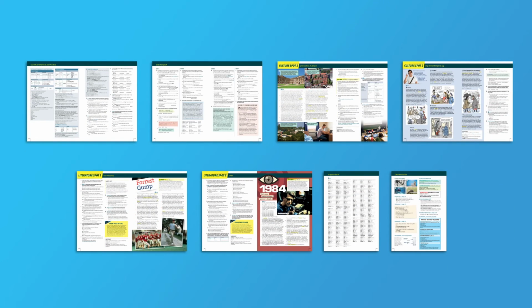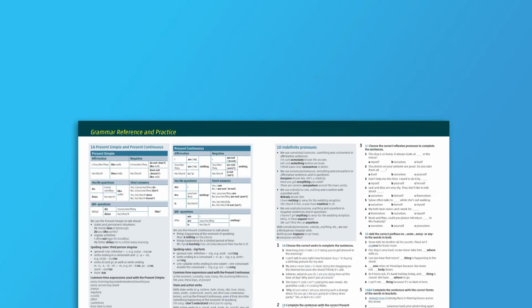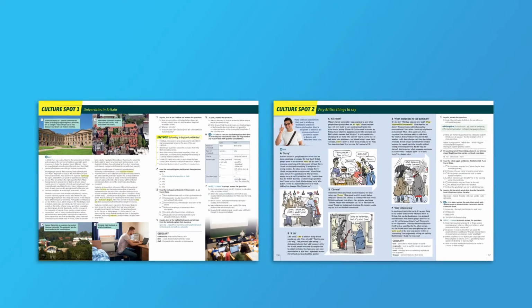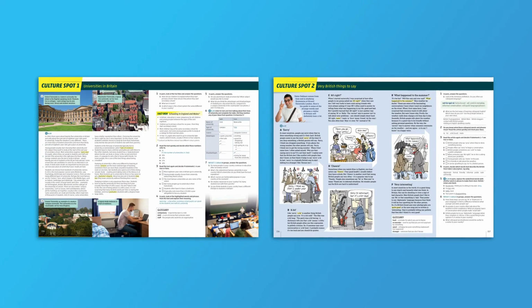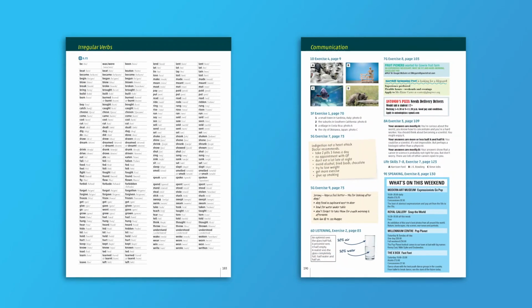At the back of the book, there are a number of resources. A Grammar Reference and Practice section with further information and exercises is ideal for revision and self-study. A Use of English practice section with exam-orientated practice of the unit language. 2 Culture Spot lessons which introduce useful information about British culture. 2 Literature Spot lessons with well-known works of literature that have impacted popular culture. And an irregular verb list and extra communicative activities.